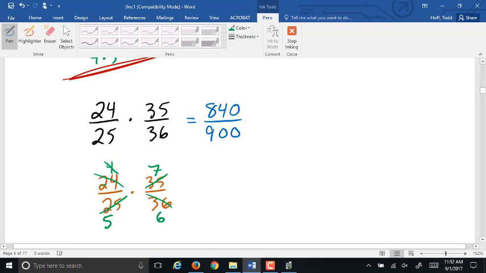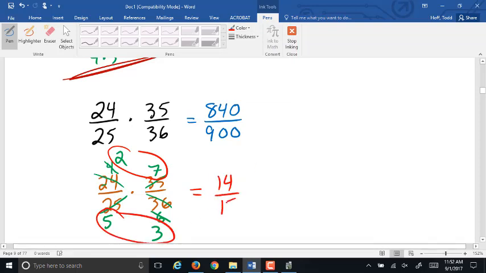Well, we still see they can still divide by 2. Right? 4 divided by 2 is 2. 6 divided by 2 is 3. We could have divided by 12 in both of those actually, but we don't have to. We can divide by smaller numbers and just keep going if we want to. So now we've got 2 times 7 is 14. 5 times 3 is 15.